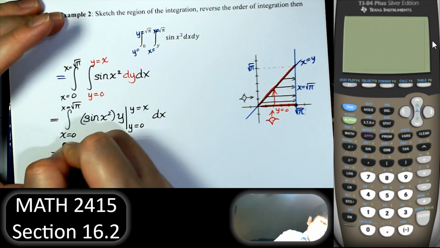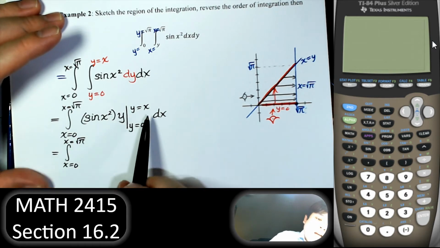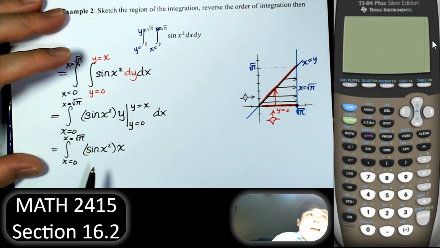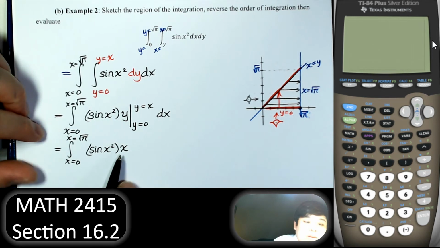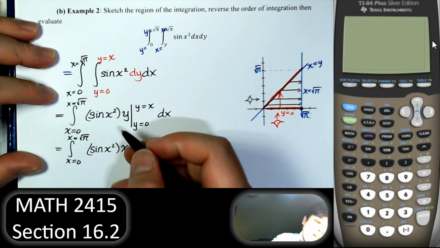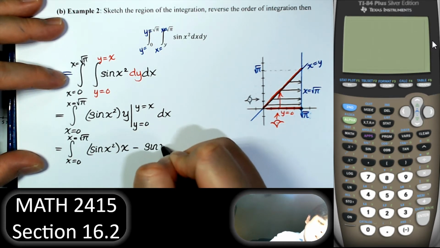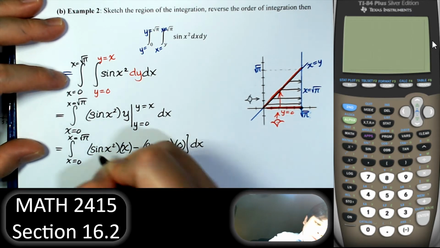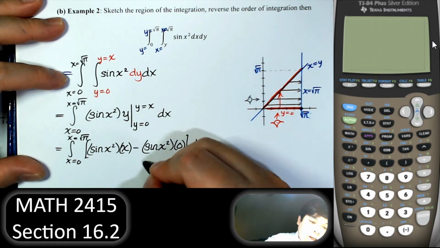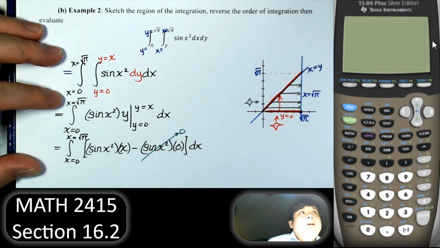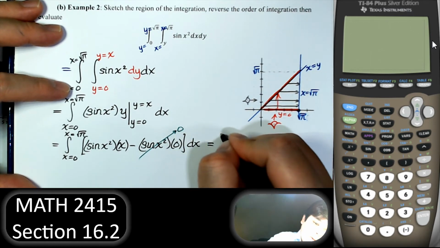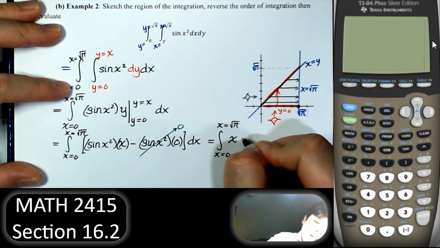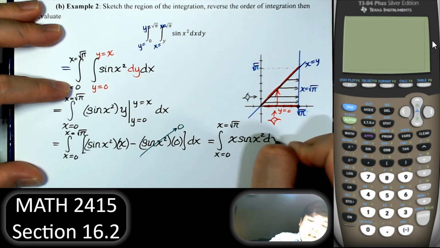Once again, we should write smaller because we might not have enough space. Put in x, we have sine of x squared times x. And this x makes the whole thing a lot easier. We can use substitution if there's an x here. And then we subtract where we put in 0, and that is 0. So with x equal to 0 to x equal to square root of pi, here we just have x sine of x squared dx. That is a lot better.